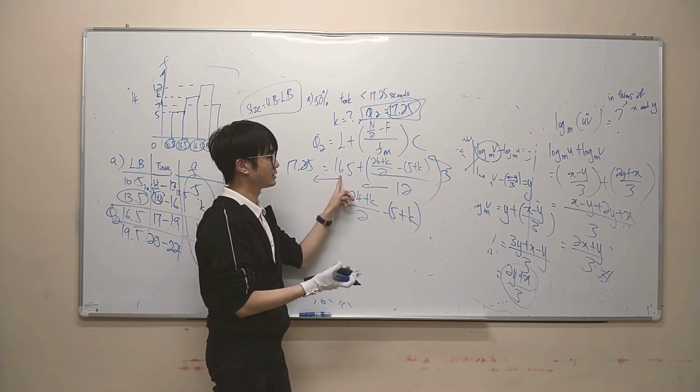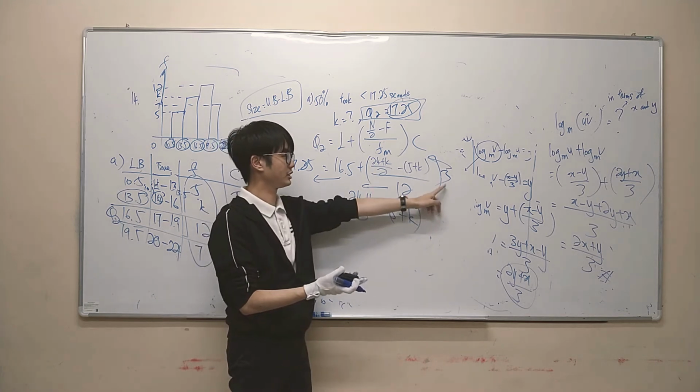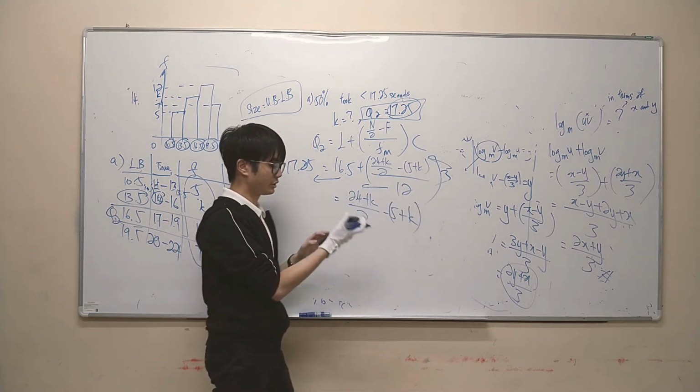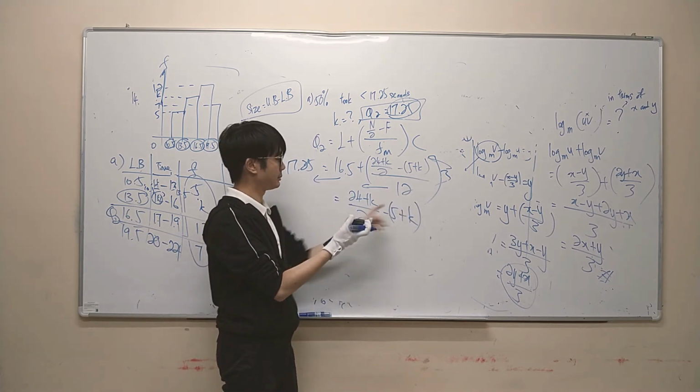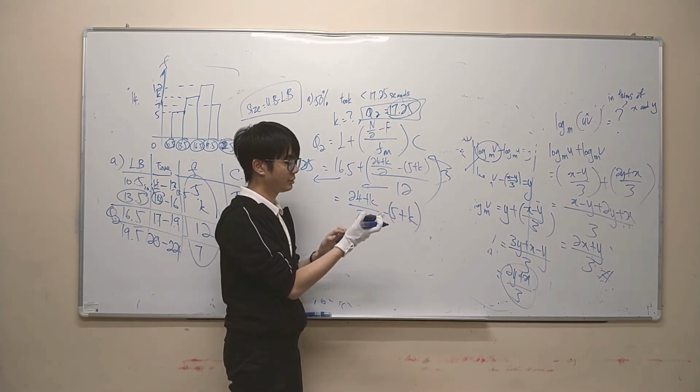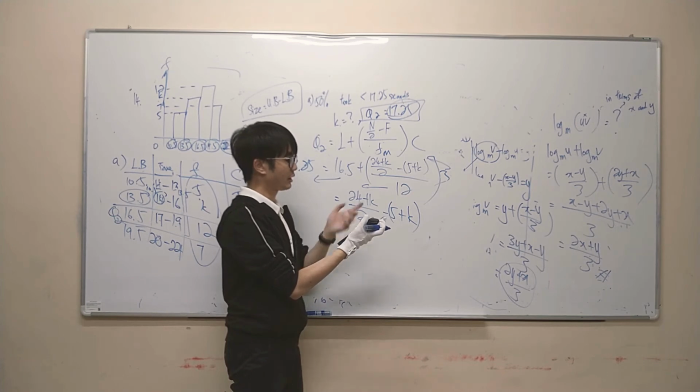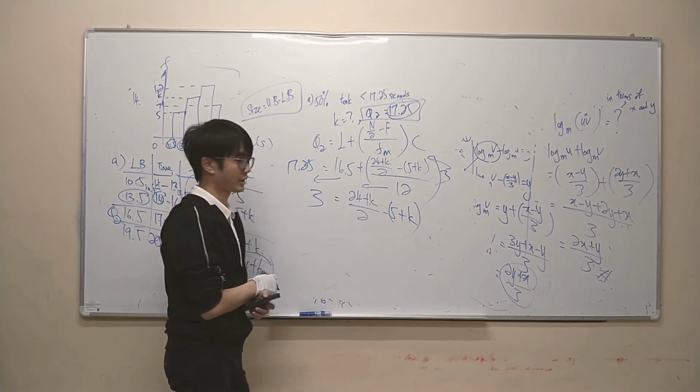And then what's next? 12? No, 3 first. Divide 3, times 3, then divide 3. And then after dividing 3, then times 12, because it was divided, so it moves over and becomes times 12. Okay, and then you get 3 here.